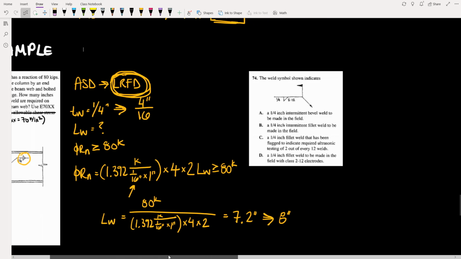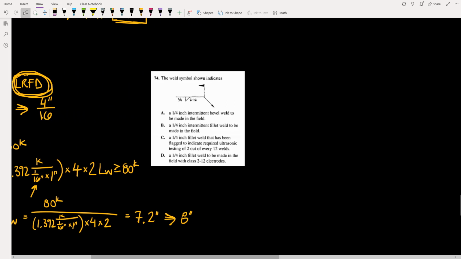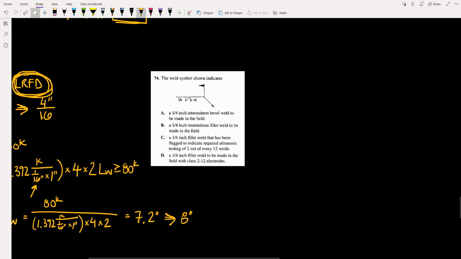Next we have another ARE example which asks, the weld symbol shown indicates, and we must define what this weld symbol means. So the first thing to note about this symbol is that it is a field weld. So we can scan our answers and eliminate anything that doesn't mention field welding. So answer C is incorrect, and that's all that we can eliminate so far.